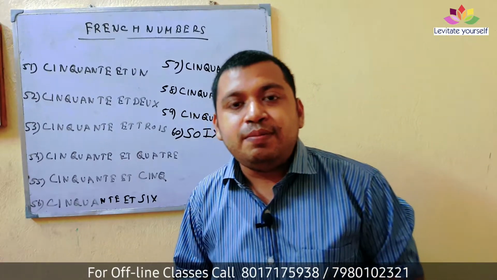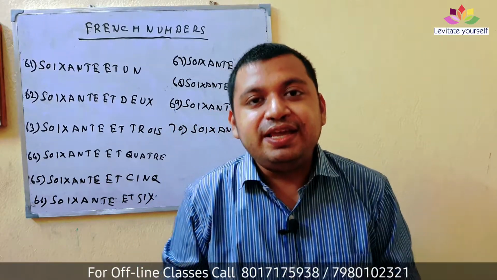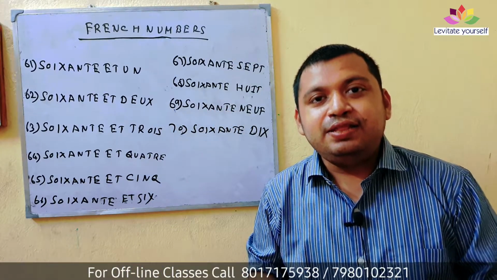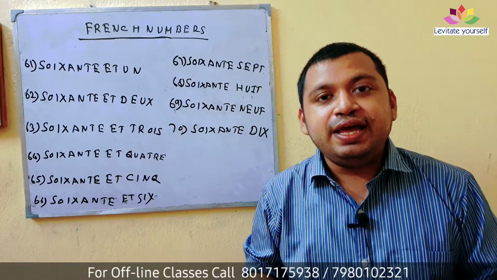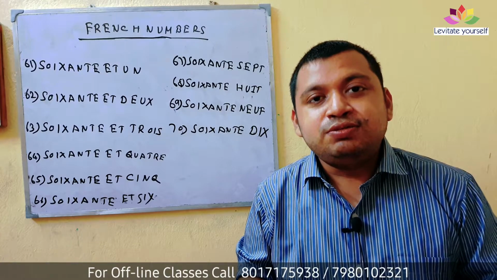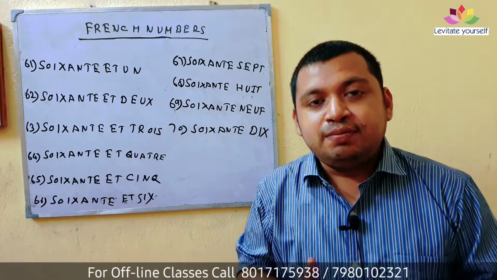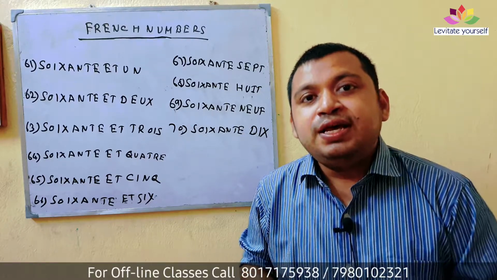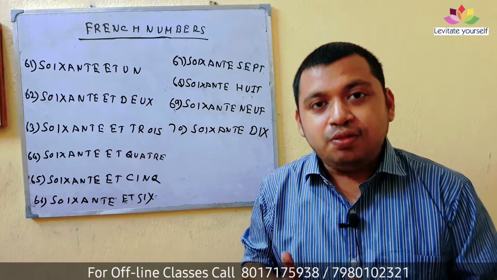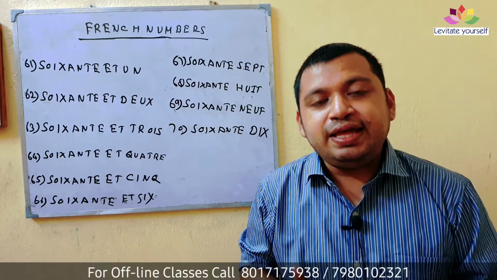Now next we will learn from number 61 to number 70. So let's start from number 61 to number 70. Number 61 is soixante et un. Number 62 is soixante et deux. Number 63 is soixante et trois.